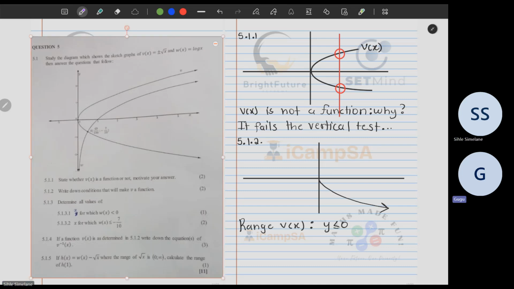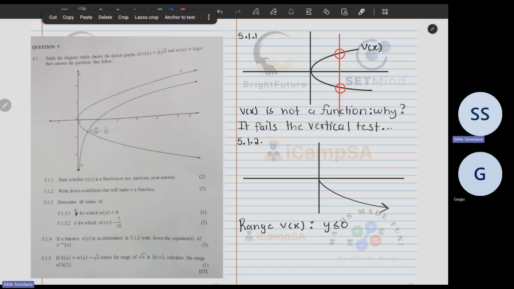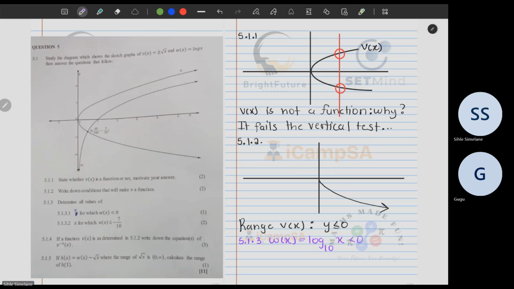w of x is less than 0. So let's have a look at what is happening there. That is 5.1.3. So that w of x, we already have it. So w of x equals log. And remember, for log, when there's nothing written, we will assume that we have a base 10, okay? And they are saying that this log must be less than 0.